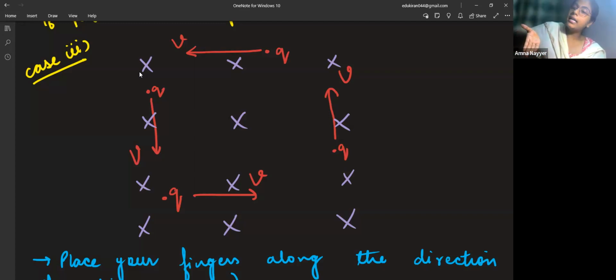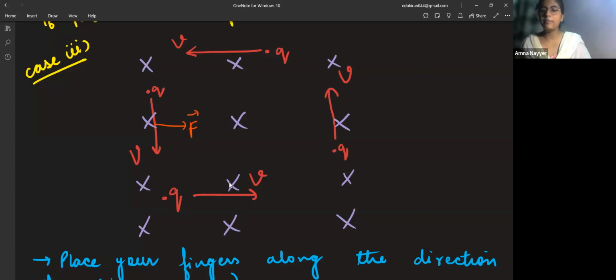Now, where is the magnetic field going? The cross sign symbolizes that the magnetic field is going inwards. So curl your fingers inwards. The thumb gives you the direction of force. So this is the direction of force.